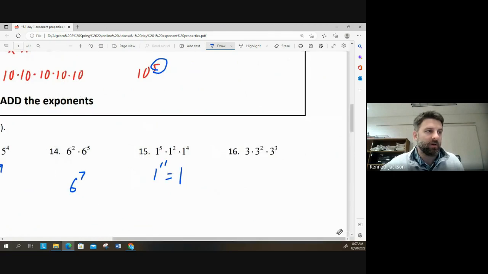So all I'm doing is I'm looking at my exponents because all of my bases are the same, 3, 3, and 3. And I add my exponents. 1 plus 2 is 3, 3 plus 3 is 6. So 3 to the 6th.